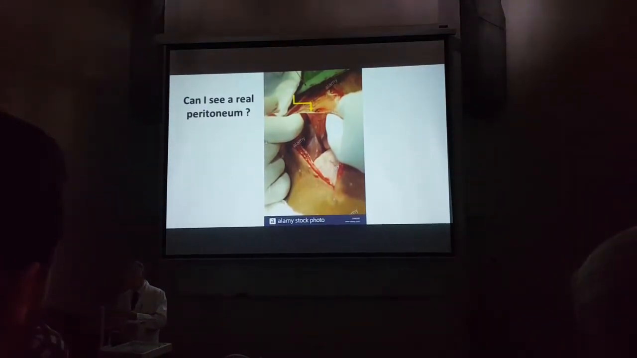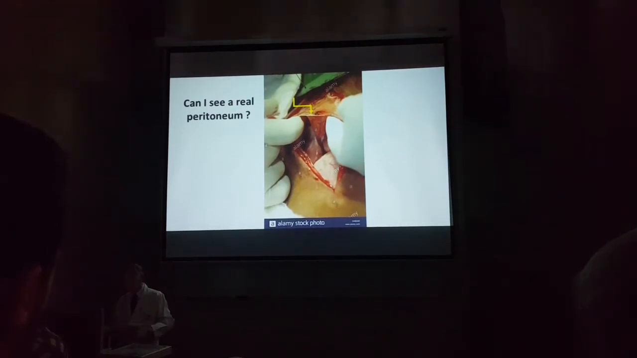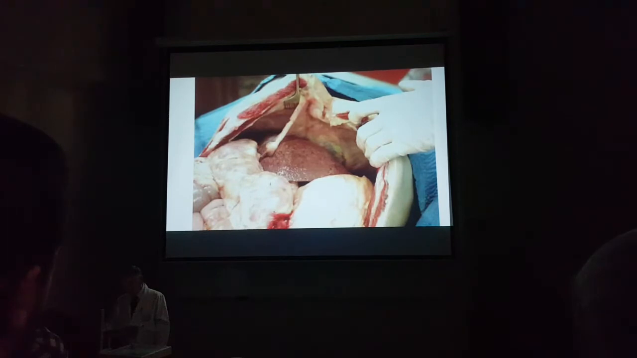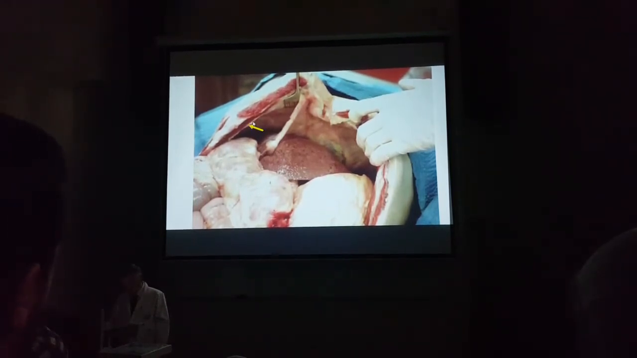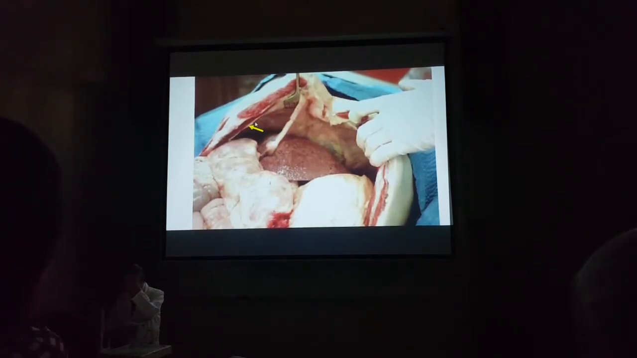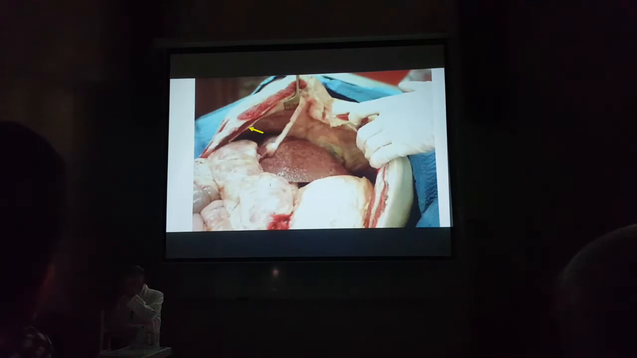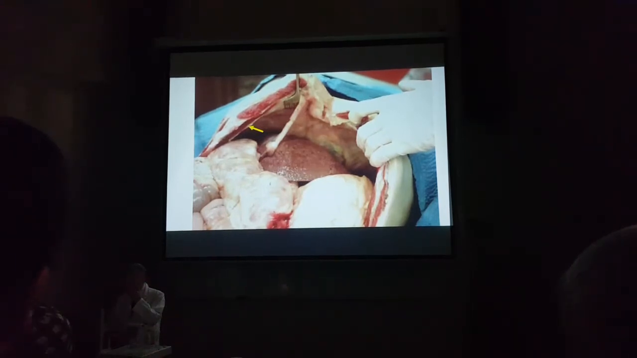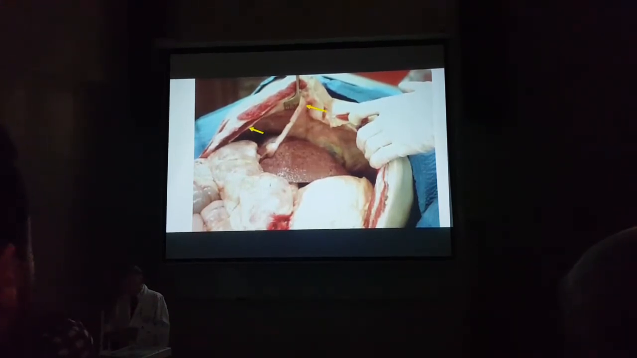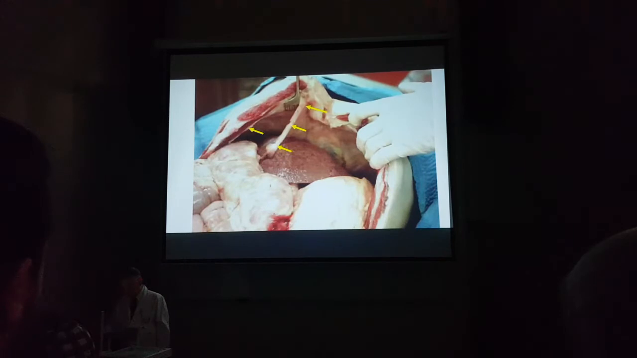You don't feel it. It's a smooth surface on a smooth surface. Again, this is an opened abdomen where you can see that the peritoneum is a real structure. It's not an imaginary structure, or microscopic. This is the falciform ligament between the anterior abdominal wall and the liver.